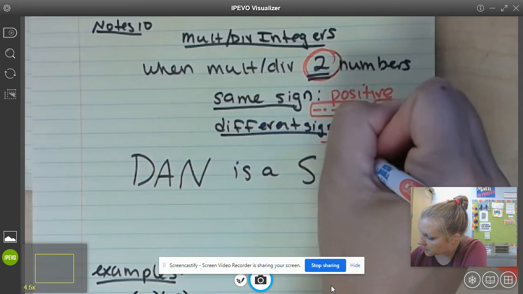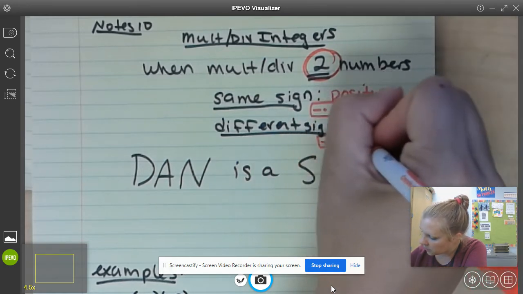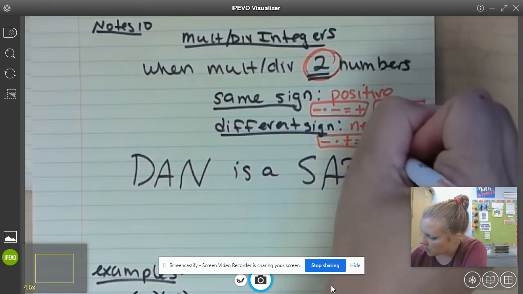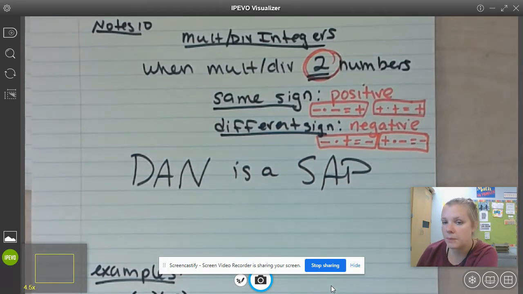So a negative times a positive is negative, and a positive times a negative is a negative. It doesn't matter which one's first. It doesn't matter which number is bigger. If they're different, it's automatically negative.